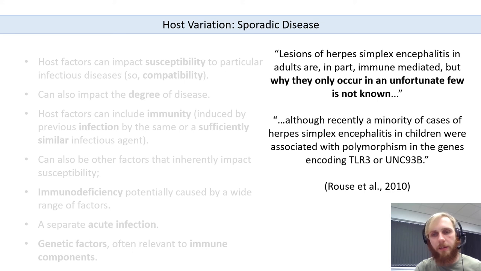There's some data to suggest it's again something to do with immune signaling. TLR3, as I'm sure we know, is a pattern recognition receptor. UNC93B, this is probably new to us, is just involved in immune signaling. So again, the idea here is that the potential host variation that could be causing the different disease outcome is immunological, so it's differences in immune function.